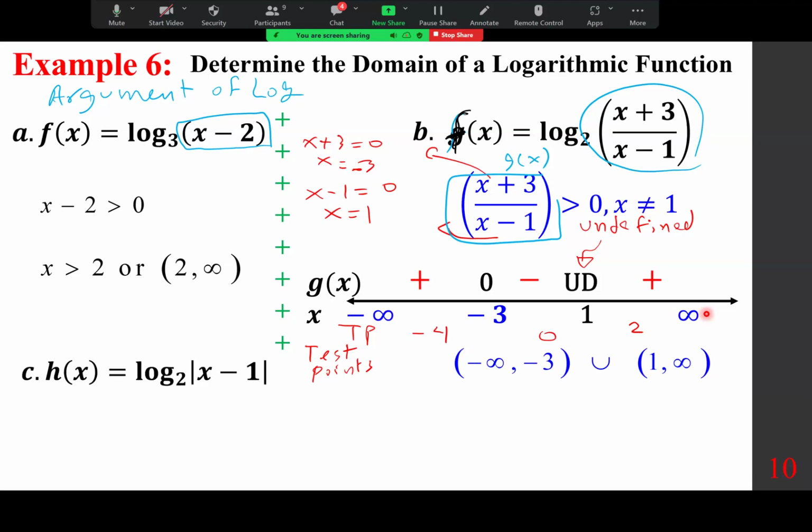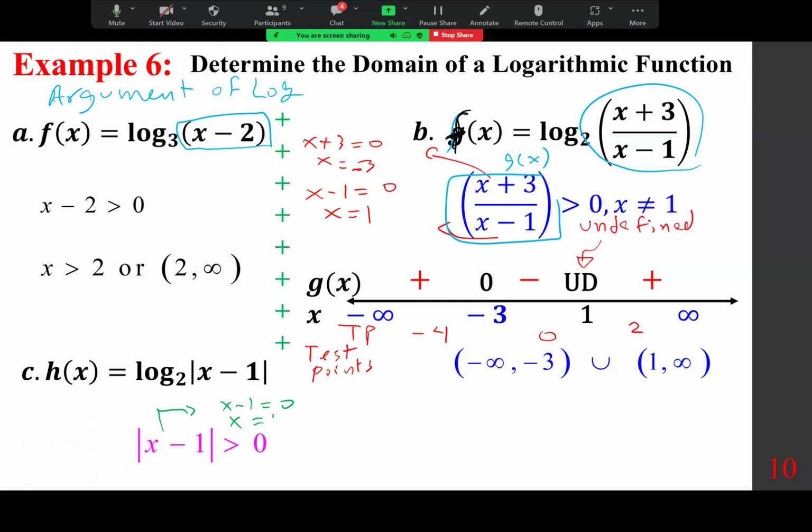What about log of absolute value of x minus 1? Remember, this expression must be larger than 0. The argument of log, absolute value of x minus 1, must be larger than 0. As you know, absolute value is always larger than or equal to 0. It can never be negative. When will it be 0? This will be 0 if x minus 1 equals 0.